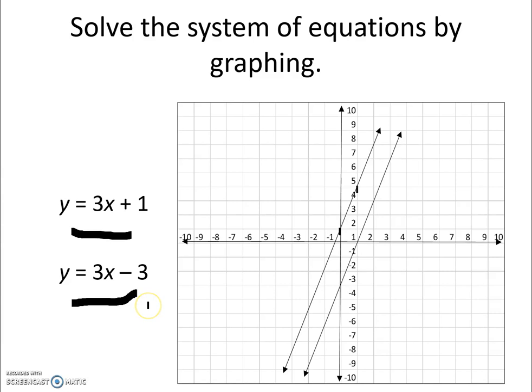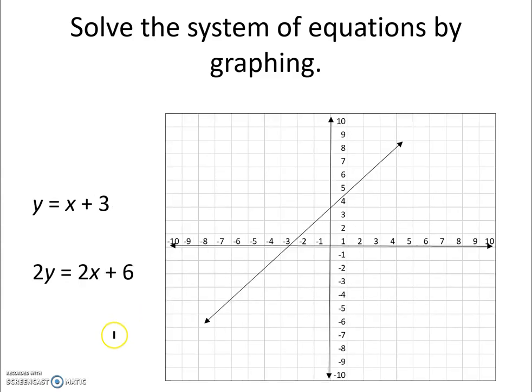The one at the bottom, or our second equation, is y equals 3x minus 3. Minus 3 is right here. From that point, we go up 3 and over 1 and put a line through it. And that line is y equals 3x minus 3.